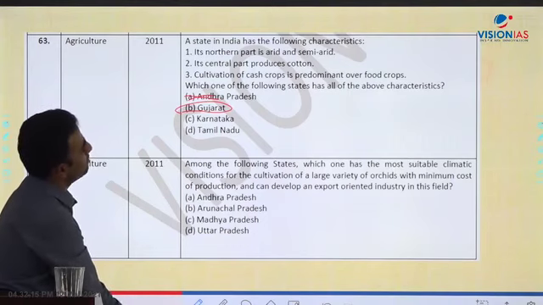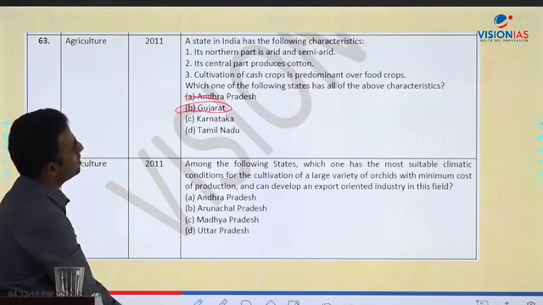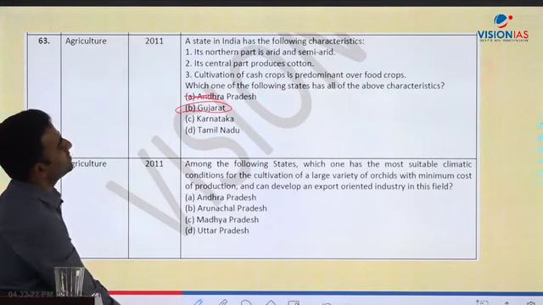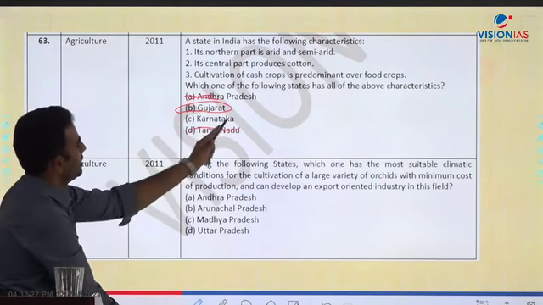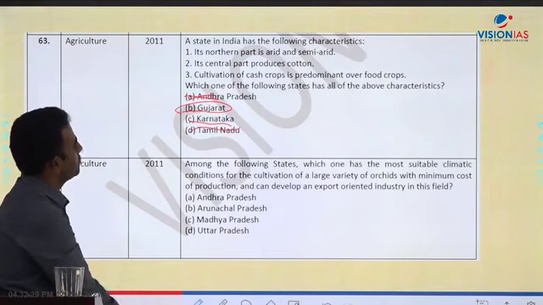Tamil Nadu also has cotton, but it is not totally arid and semi-arid. And they are not predominantly cash crops, they are food crops. In Tamil Nadu rice is the major one, we know that. Okay, cotton is not there. Sorry, Karnataka and Tamil Nadu are both not there. It's Gujarat. Answer is B.